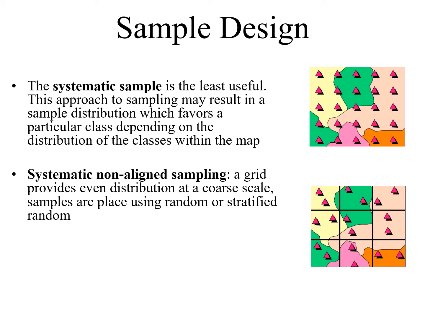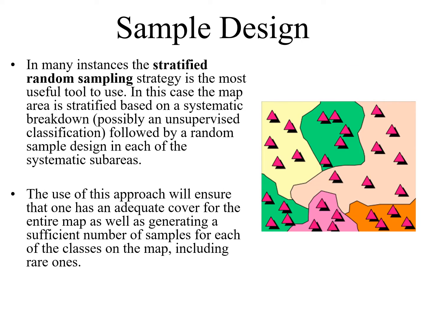In a systematic non-aligned sample, the grid provides an even distribution at a coarse scale, and samples are placed using random or stratified random. So you would say, okay, we're going to have a mile by mile grid. Within that grid, you're going to have randomly associated or stratified random associated points. I'll talk about what stratified random is in a moment. And here is that moment.